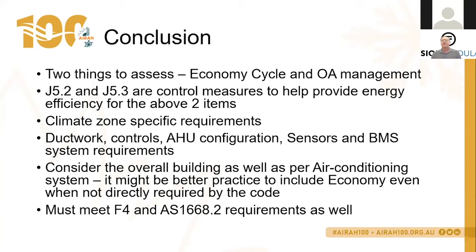Okay, so let's have a look at the questions that have come through. The first question was section J5.2. List the total air of the system or the outside air. So 5.2 is the total supply air of the system.